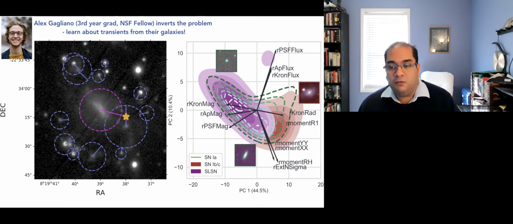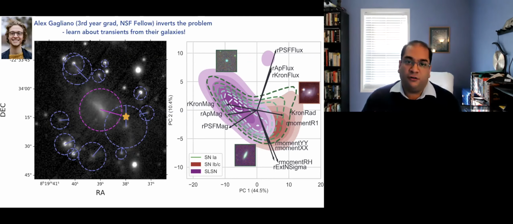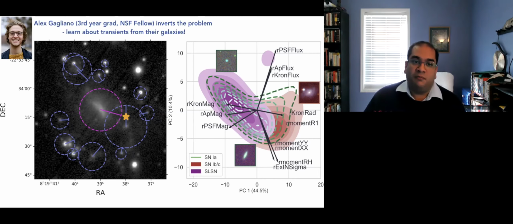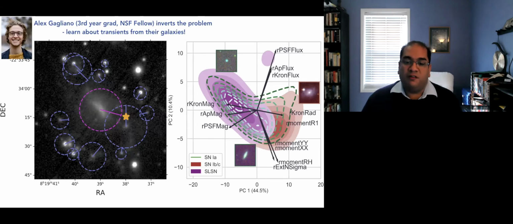And so I've been working with Alex Gagliano, who's a third-year grad student and an NSF research fellow here, to invert this problem. What can we learn about transients from their galaxies themselves? Alex has built a large pipeline that has the ability to automatically take any new transient and associate it with a host galaxy, but he's also been looking at the properties of those host galaxies. And what we've been finding is that it seems like different kinds of transients live in different kinds of galaxies.